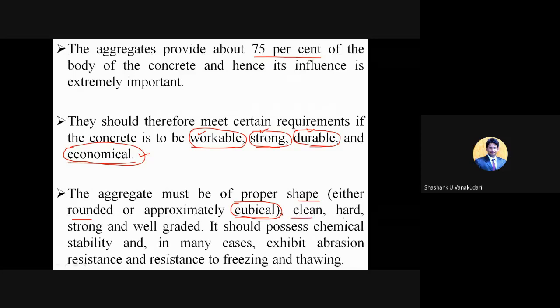And then it should be clean, hard, strong, and well graded, and it should possess some chemical stability, and in many cases exhibit abrasion resistance and resistance to freezing and thawing. So it should possess chemical stability, meaning when it reacts with the chemicals present in the environment, like acid rain and all, right? And in some cases it is going to absorb the chemicals which are present in the environment.